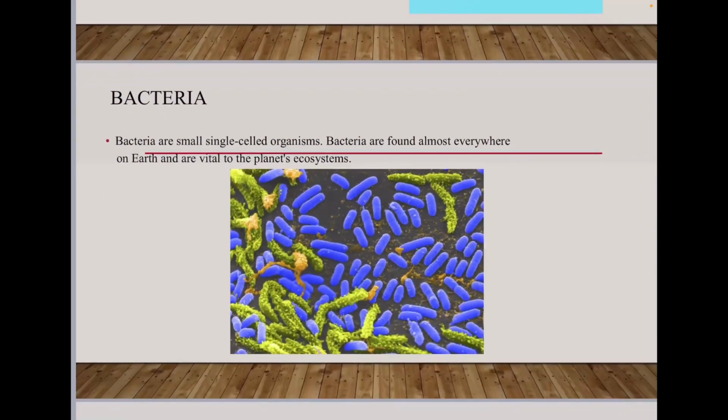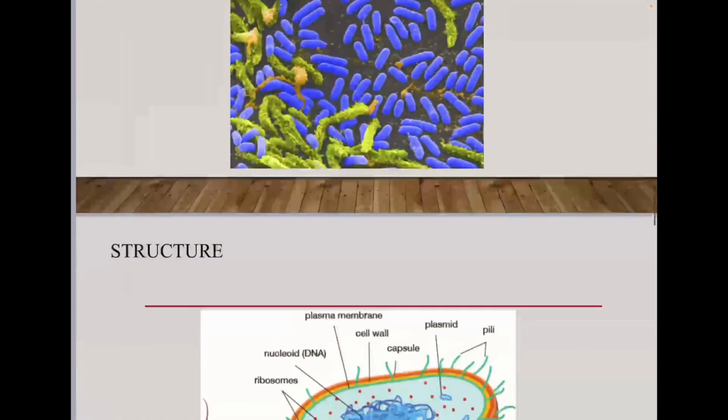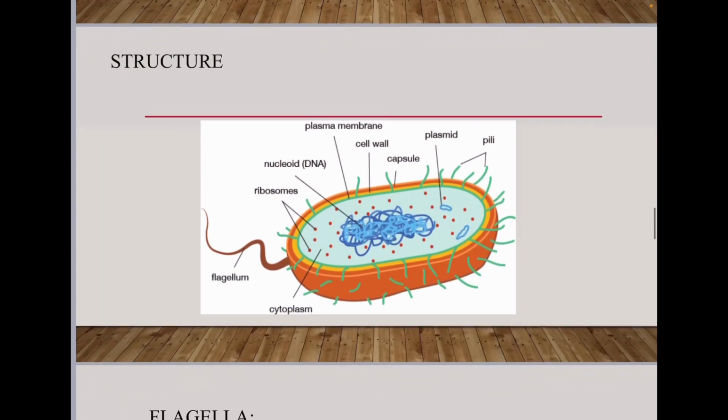Now we will talk about the bacteria. Bacteria are small single-celled organisms. They are found almost everywhere on Earth and are vital to the planet's ecosystem. Its structure.